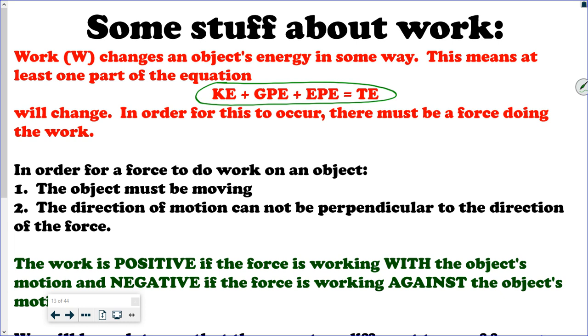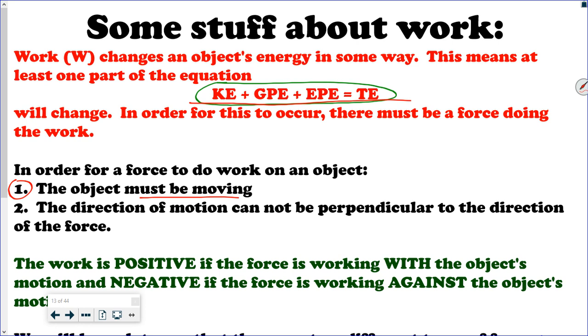Now, in order for a force to do work, here's what needs to happen. In order for a force to do work on an object, the first condition is the object has to be moving. If the object is not moving, no matter what, no work is being done. So if you stand holding a 100-pound dumbbell over your head all day long, not moving it, you are not doing work because you are not changing the energy in any way, shape, or form, because you're not changing any component of this equation.